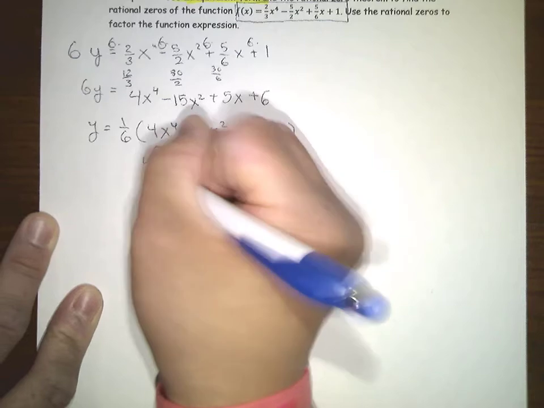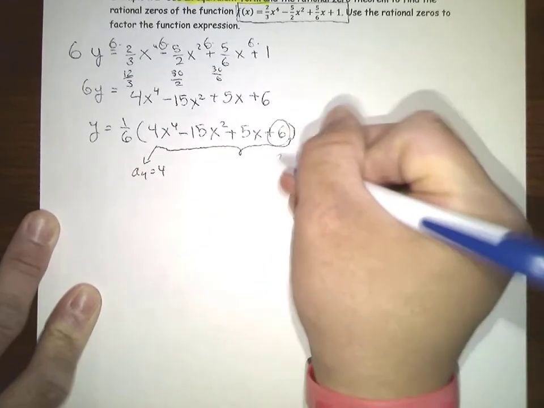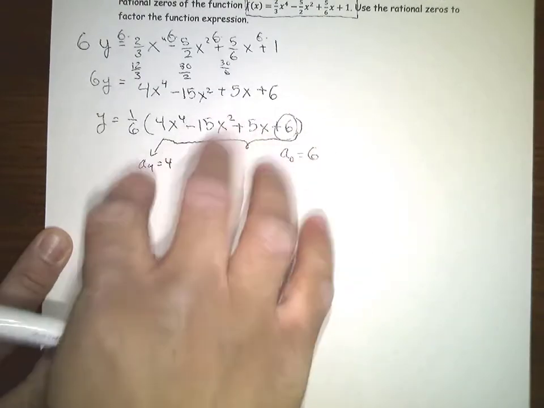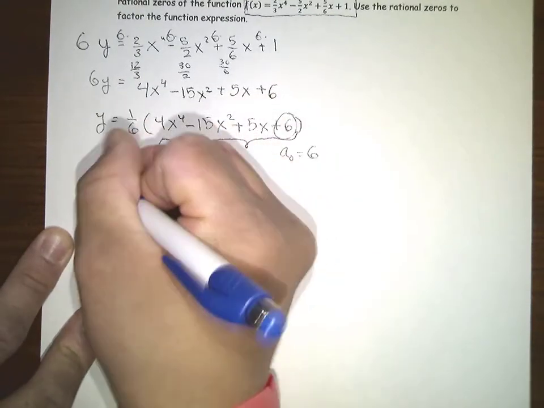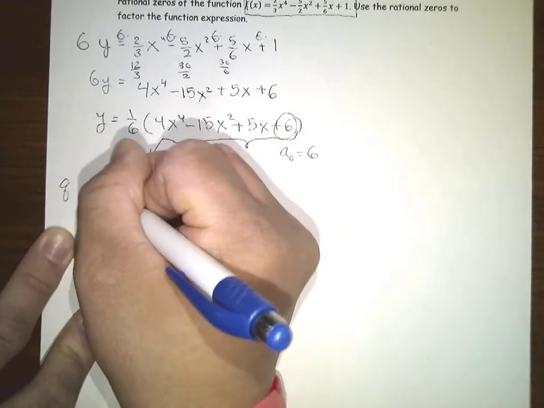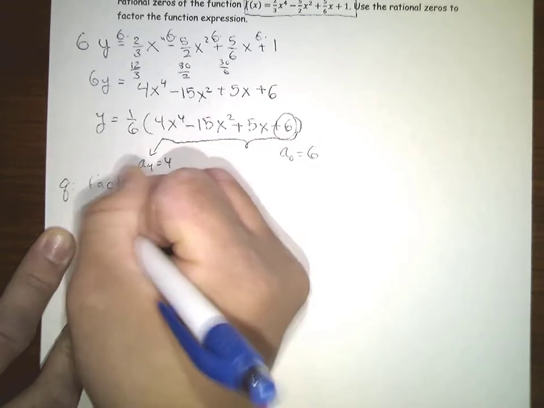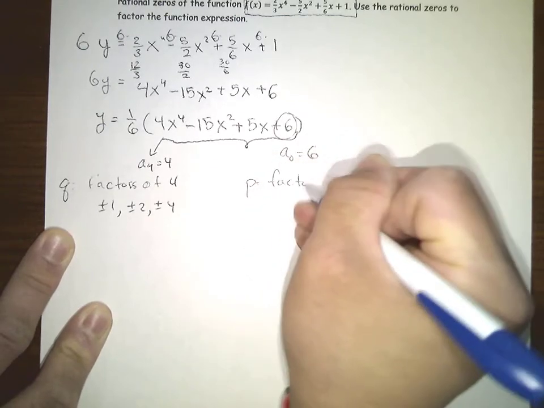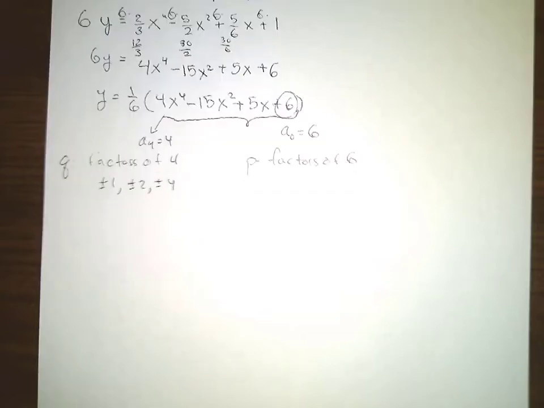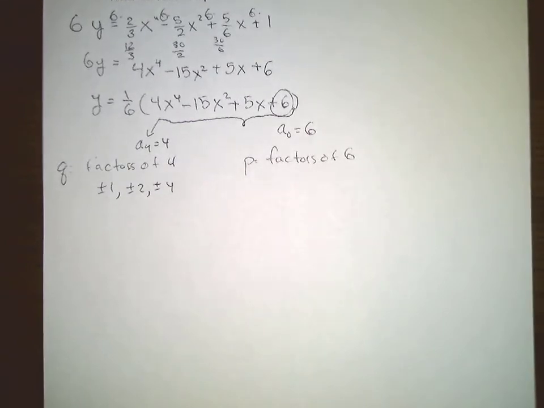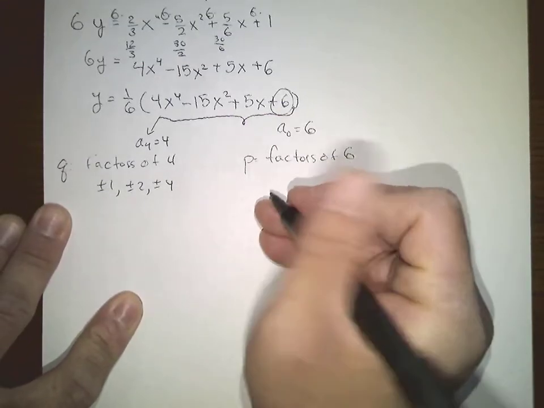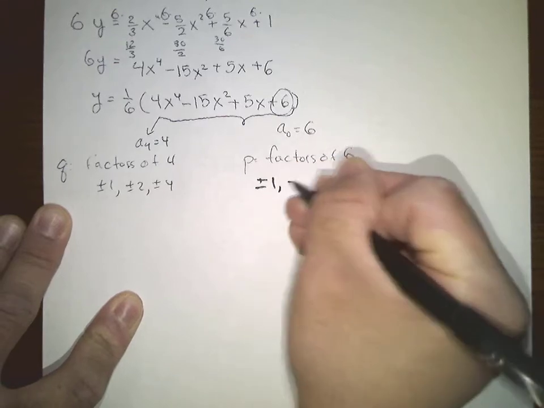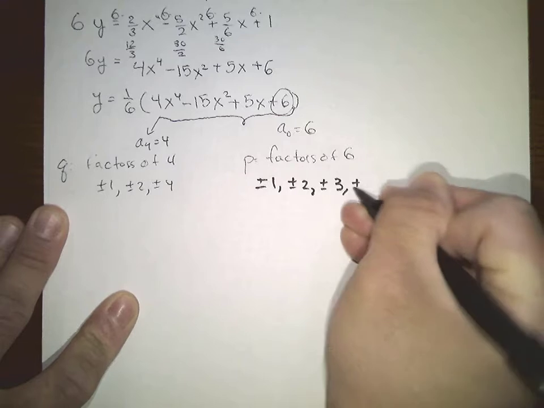All right, so the A4 will be 4, and the A0 will be 6, and so the 4 is what I'm going to look at for the Q. So the Q will be the factors of 4, so plus or minus 1, plus or minus 2, plus or minus 4, and the P will be the factors of 6. I'm going to focus that a little bit better, and I actually do not like this pen, so I'm going to switch to something darker. Hopefully that will make a little bit better viewing. So this will be plus or minus 1, plus or minus 2, plus or minus 3, plus or minus 6.